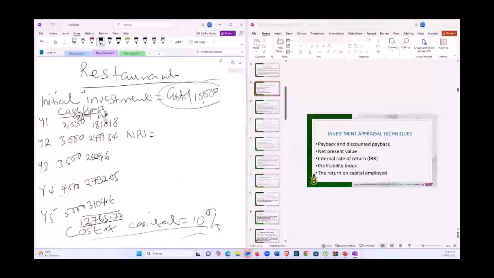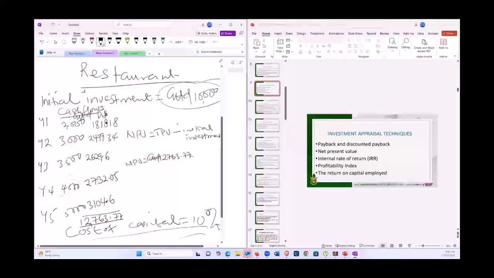it becomes total present value minus what? Initial investment. So NPV now becomes 12,763.77 minus 10,000. So our NPV is what? 2,763.77.